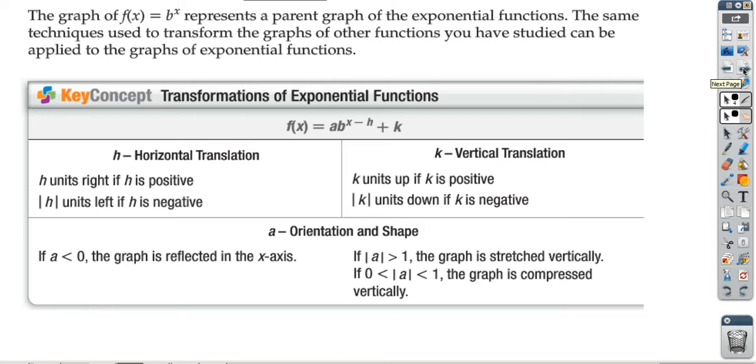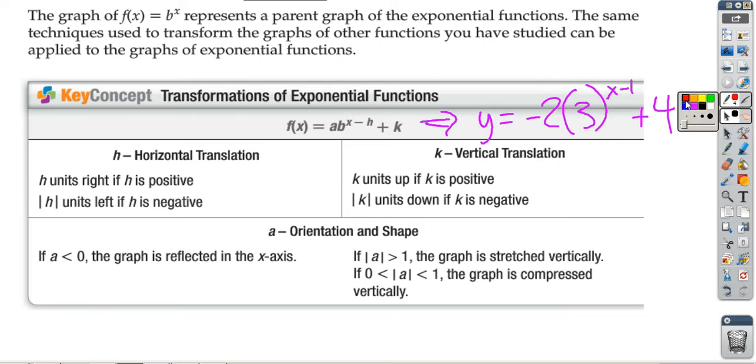Okay, the transformation rules that we've talked about with other graphs are the exact same for exponentials. So let's just plug in an actual example here. Let's say y is equal to, let's do this. We'll do -2 times 3 to the x minus 1 plus 4. Okay, this is going to do 4 different things.